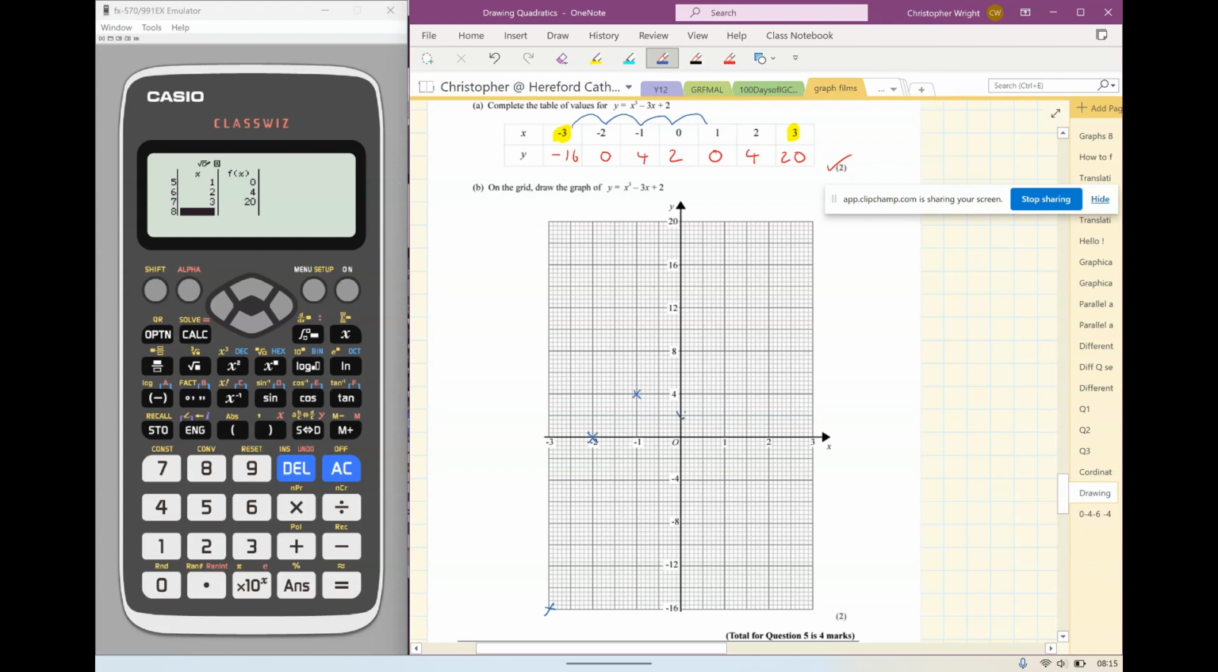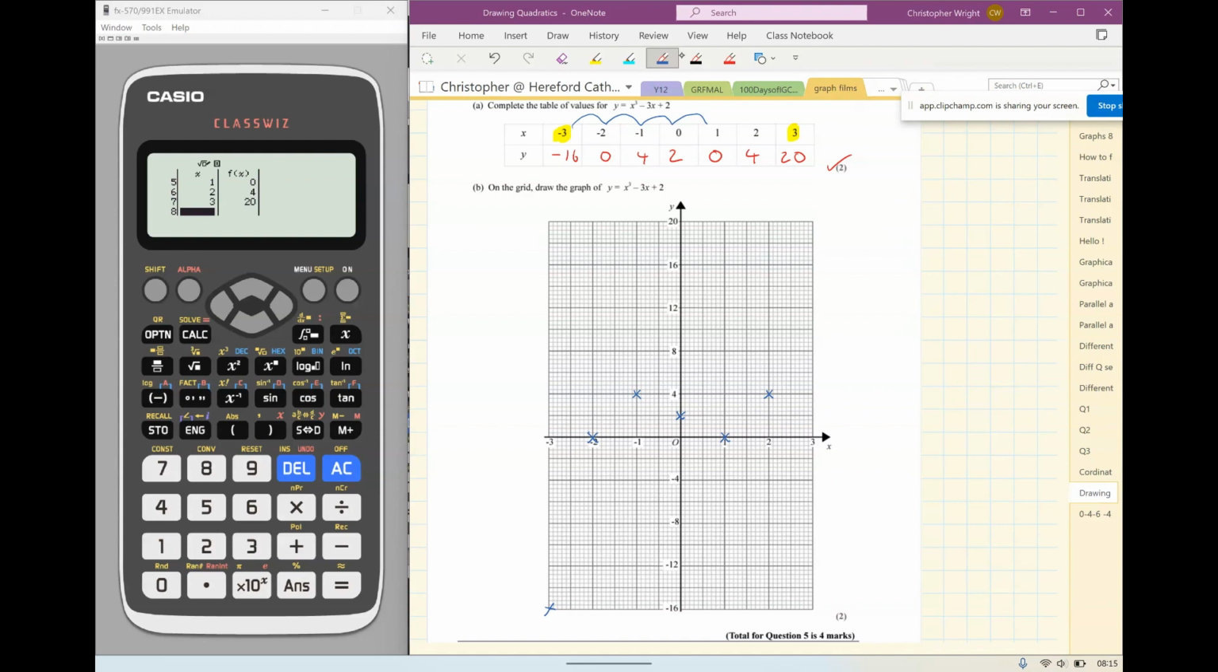0, 2, that's halfway between 0 and 4. 1, 0. 2, 4. And 3, 20. Right. There it is. Okay, so now a smooth curve, please. Going through the points. So round we go, smoothly round these corners.